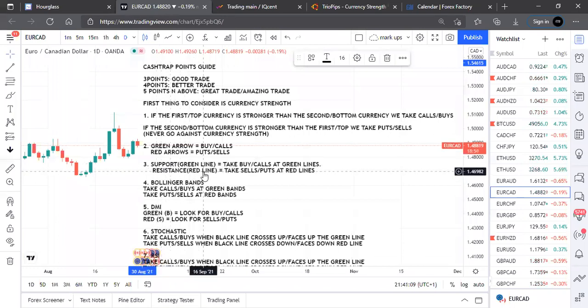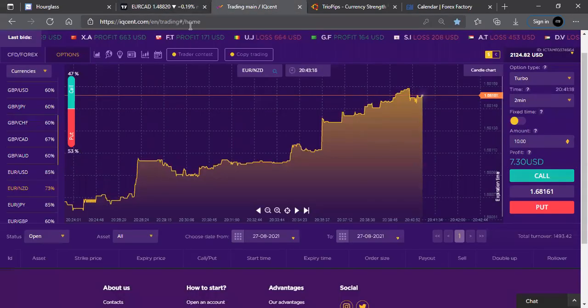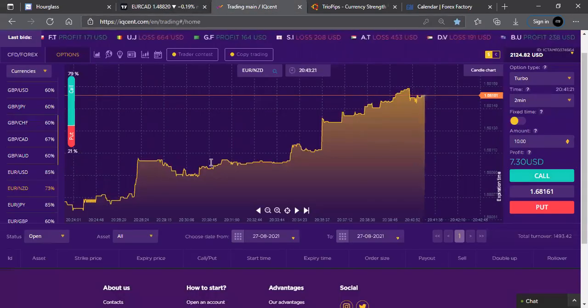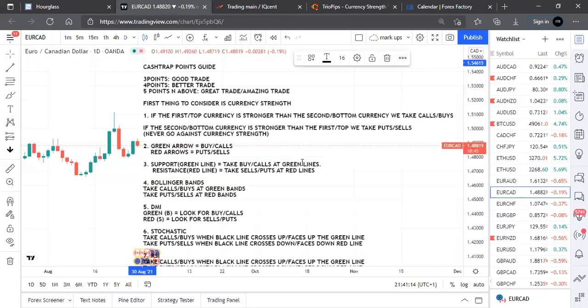So support is the green lines we have on Cashtrap, and resistance is the red lines we have on Cashtrap. Like I said, according to colors, according to how we have the broker set up, the green indicates what? Buys. The red indicates what? Sell. So if I say the third point is green lines, that's where we take our buys. We take buys or calls at the green lines.